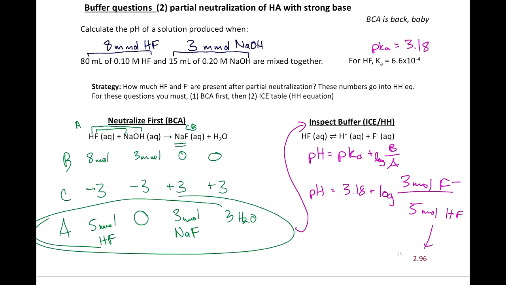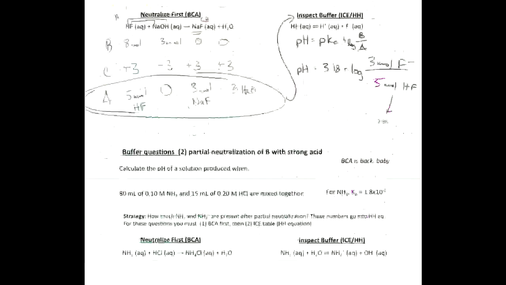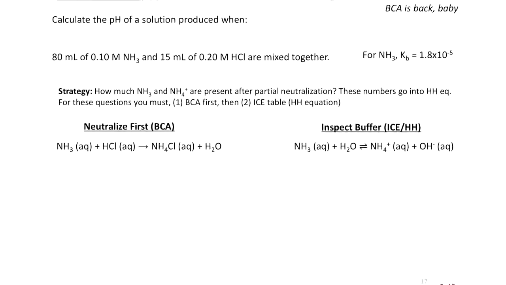Notice, it's 5 millimoles of acid, 3 millimoles of base, not the 8 and 3 that we had initially. This 3 millimoles was millimoles of sodium hydroxide. We need to figure out how much sodium fluoride, the base, is present for the Henderson-Hasselbalch, right? That's what makes this one a little bit different, partial neutralization, different than the other kind of easier ones that we were doing earlier. Okay, let's do another one, this time with a base.